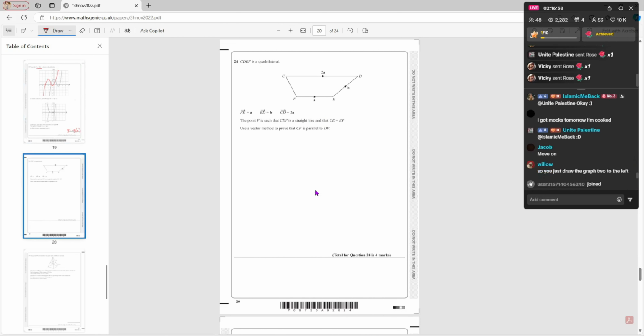Yes, you just draw the graph 2 spaces to the left. Okay, just draw it 2 spaces to the left. Okay.